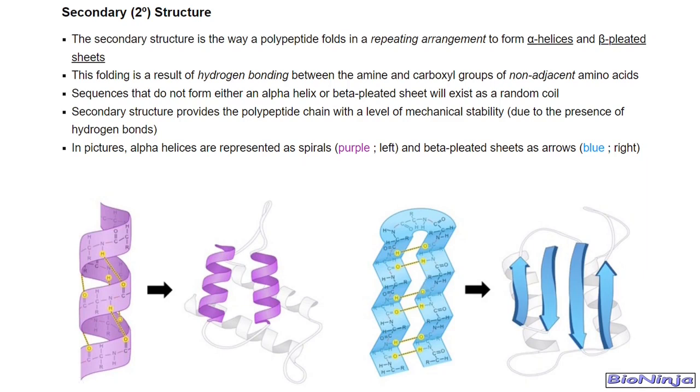This is the first of the three-dimensional structures that happens after the primary structure, or simply the sequence of amino acids. So take note of this one. Secondary structure provides the polypeptide chain a level of mechanical stability. It makes it more stable. So we're done with the primary structure and we're done with the secondary structure.